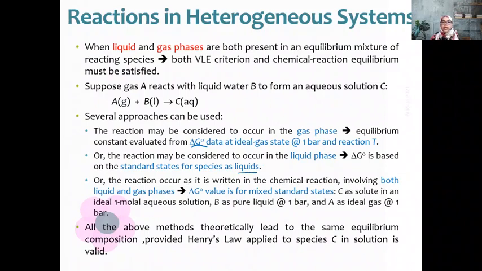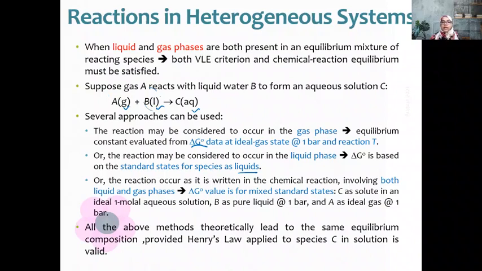Okay, for the reaction occurring as written, involving both phases, the delta G can be evaluated by using a mixed standard state, where C is an ideal 1 molar aqueous solution, and B is a pure liquid and A is a pure gas.